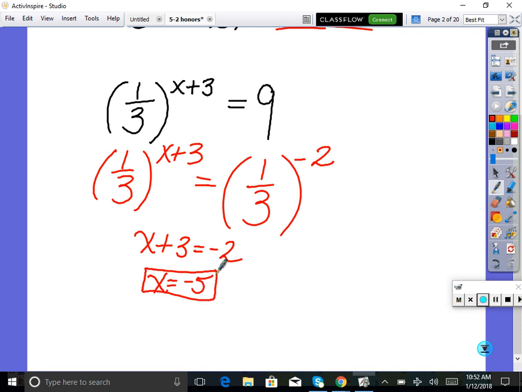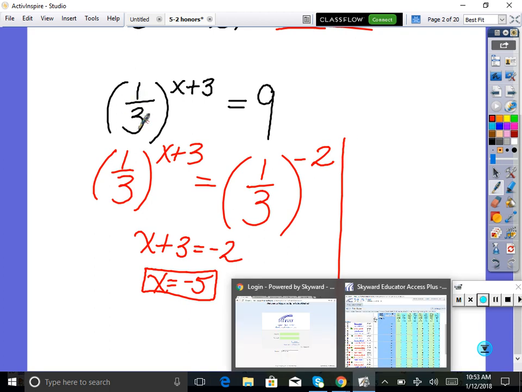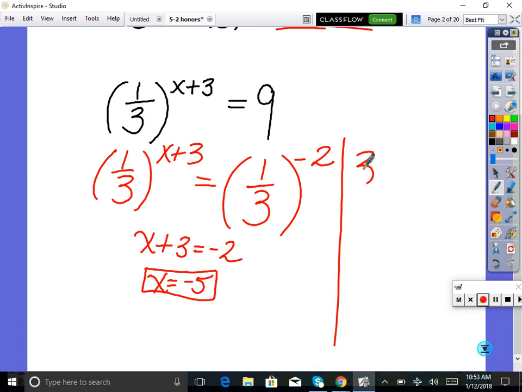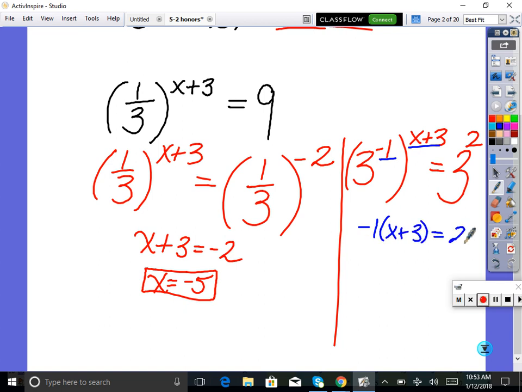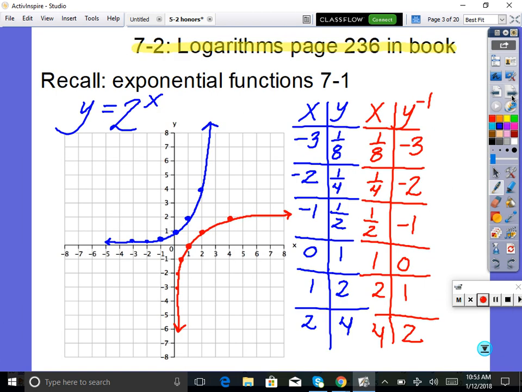You could have also done this as, you could have said, I'm going to rewrite this as base 3 to the negative 1. So 3 to the negative 1 raised to the x plus 3 equals 3 squared. And then we could say, okay, so my true statement would be negative 1 times all that stuff equals 2. Negative 1 times x plus 3 equals 2. So then you would get x plus 3 equals negative 2. Therefore, x equals negative 5. Whatever floats your boat.